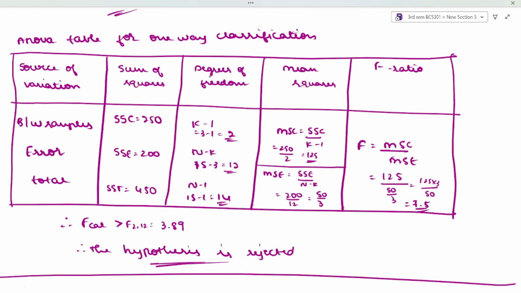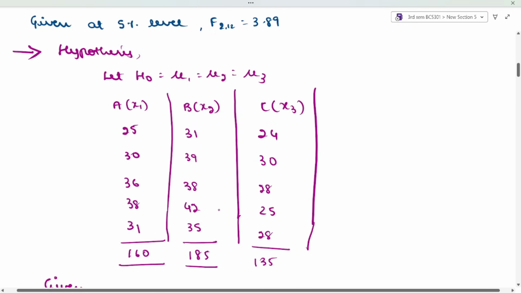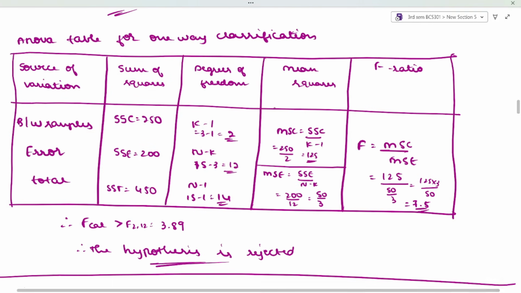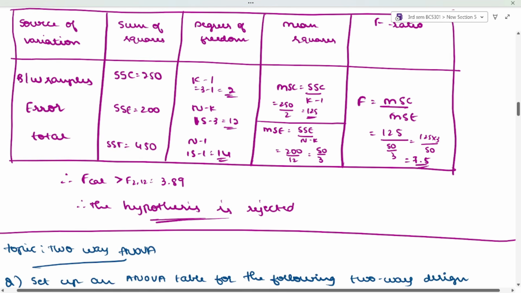Now in order to find the degree of freedom, K minus 1. See, there are 3 columns, 1, 2 and 3. So you will take the value of K as 3, 3 minus 1. N minus K, what is n? 15 total, minus 3. And n minus 1 is 14.